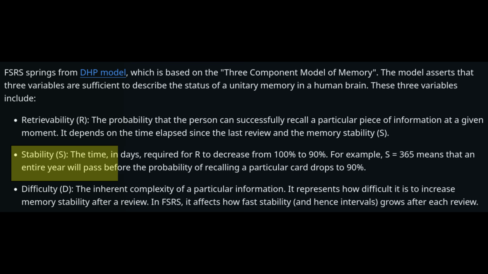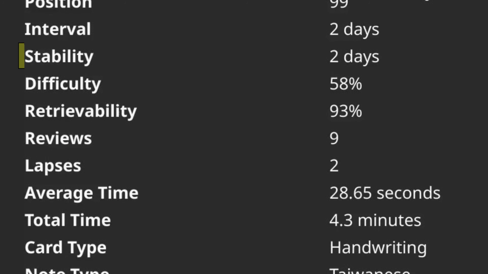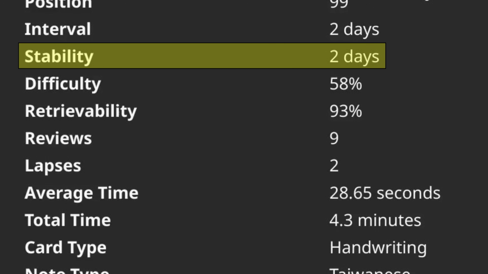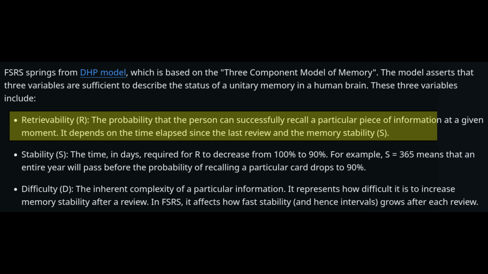There's also stability, which is this number that measures how long your memory is likely to last about this item, card, or whatever before it fades. So this is a number, and it basically is the count of the number of days before the odds you have of recalling the card successfully drop. And then there's this thing called retrievability, which is the probability that you're going to get this card right today.